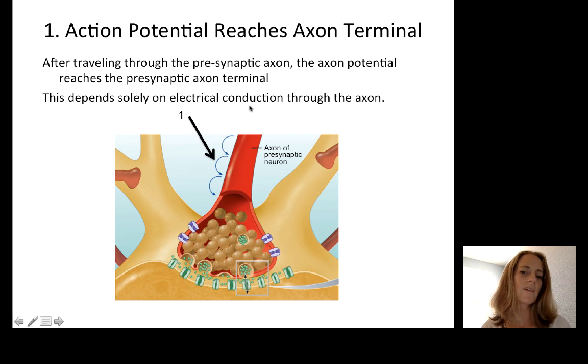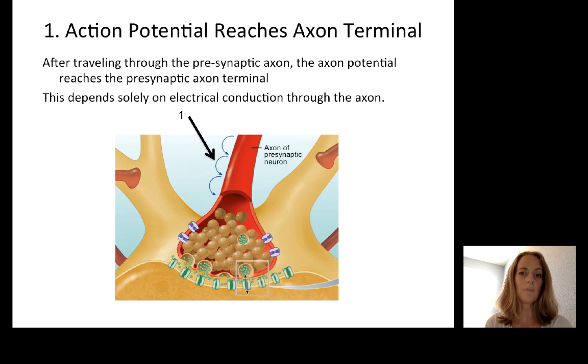Do you remember the 2 things from the previous lecture that affect electrical conduction? Think about how you would want to get the fastest conduction. What kind of an axon would you want to be the fastest possible? The fastest conduction will be a myelinated large axon. The slowest conduction will be a non-myelinated small diameter axon. So this action potential reaching the axon terminal is going to depend solely on electrical conduction through that axon.